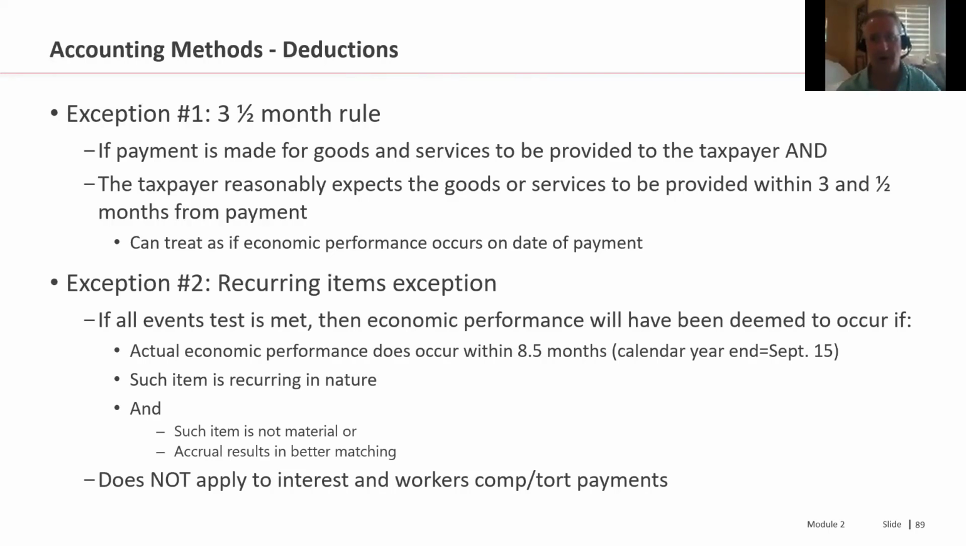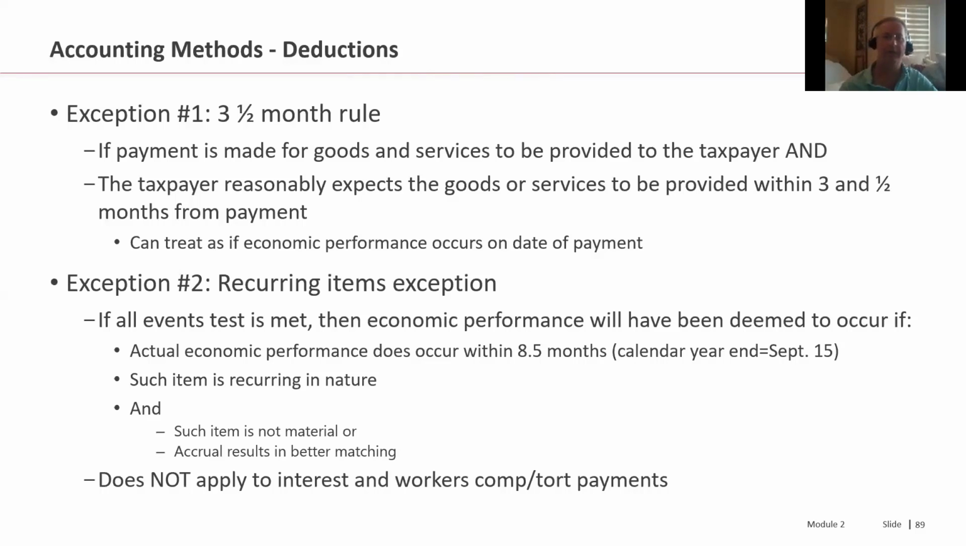This one is a little broader in some respects and a little narrower in other respects. If the all events test is met, then economic performance will have been deemed to occur if actual economic performance does occur within 8.5 months. So that's a long time, and the item you're accruing is recurring in nature, and it's not material.